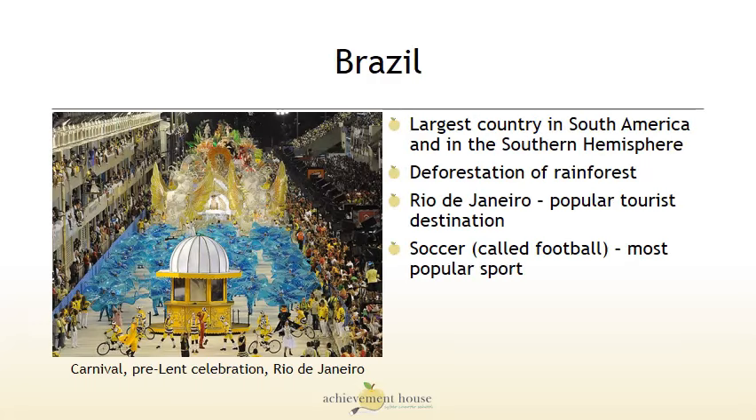Brazil is the largest country in South America and in the Southern Hemisphere. It's covered by much of the Amazon rainforest. Deforestation of the rainforest is a big issue due to economic growth. Rio de Janeiro is a popular tourist destination in Brazil. And soccer, which is called football, is the most popular sport.